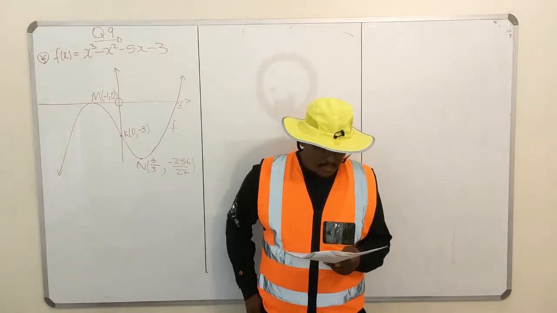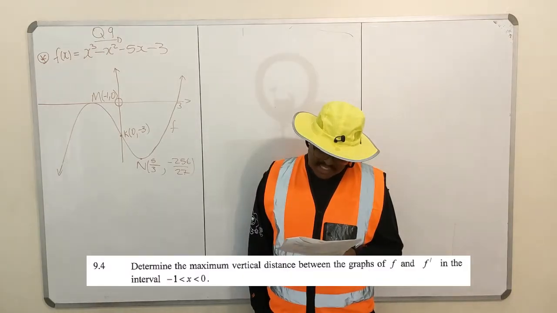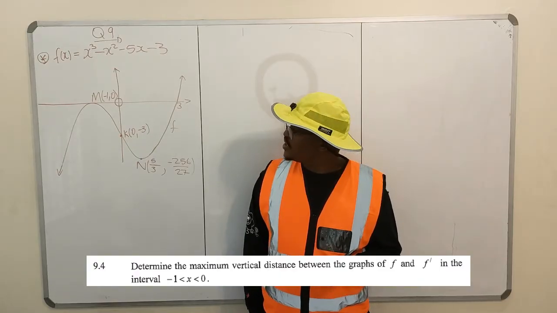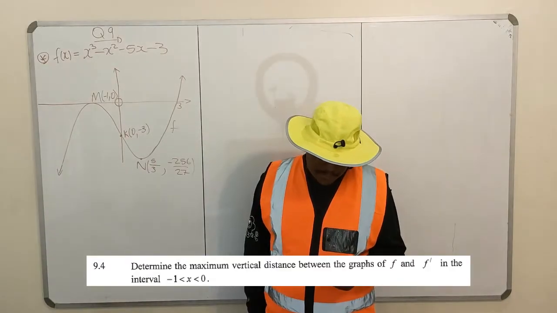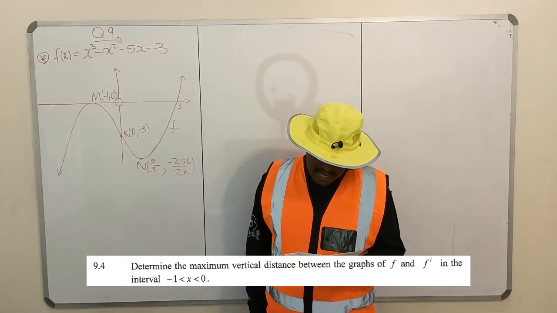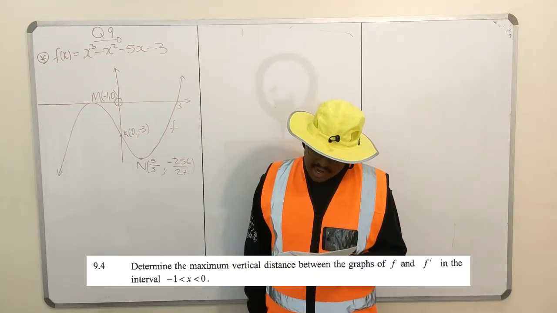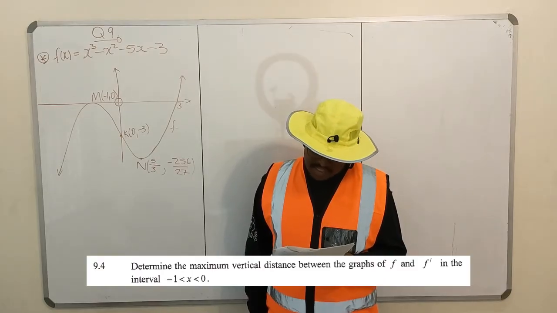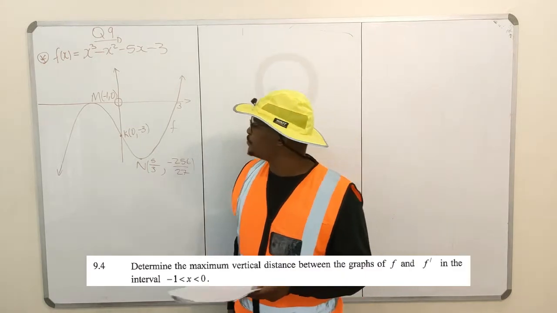So they are saying 9.4. Determine the maximum vertical distance between f and its derivative on the interval between -1 and 1. Okay, so they are saying find the maximum vertical distance between the graph of f and its derivative, which is the gradient function, in the interval between -1 and 0.